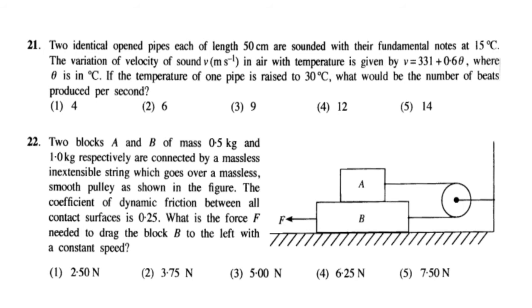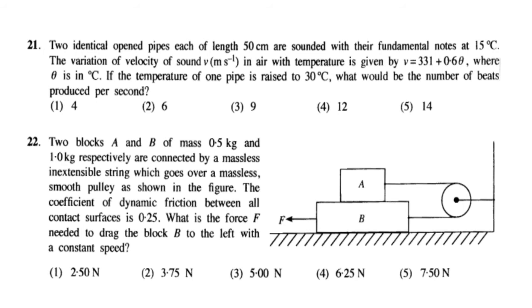Question number 21. Two identical open pipes are sounded with their fundamental notes at 15 degrees Celsius. The variation of velocity of sound in air with the temperature is given by V equal to 331 plus 0.6 theta, and theta is in Celsius.